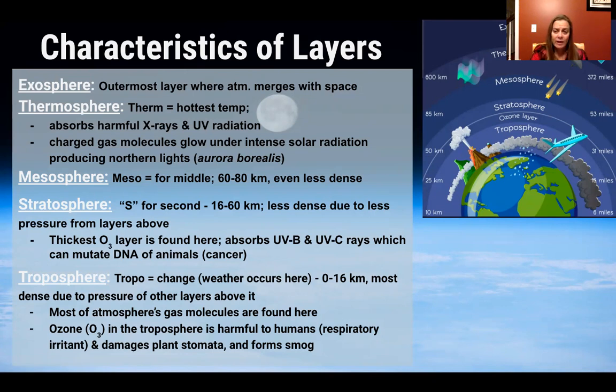Above the stratosphere, we have the mesosphere. That's our middle layer. It is even less dense than the stratosphere. This is where we have shooting stars. That's pretty much all we need to know about the mesosphere.